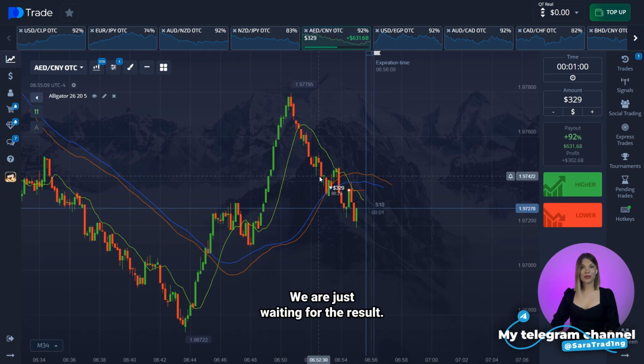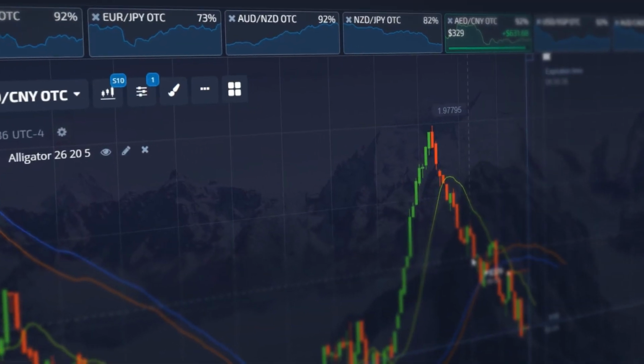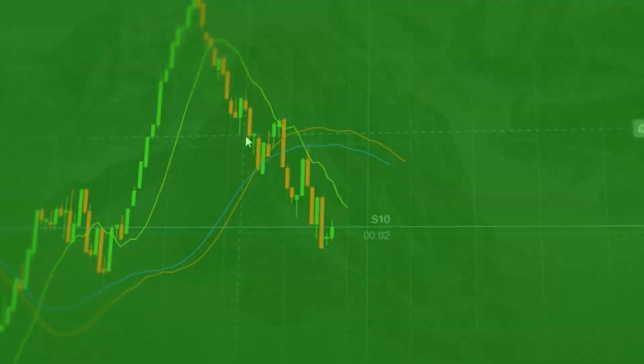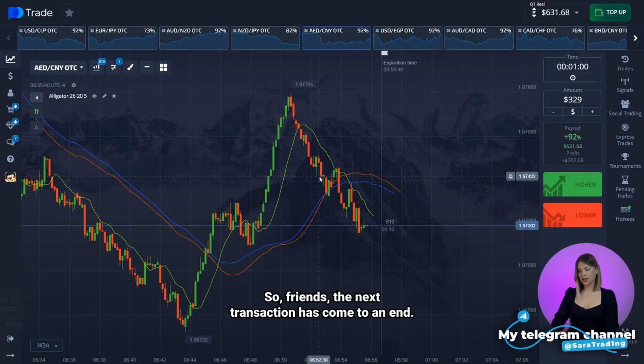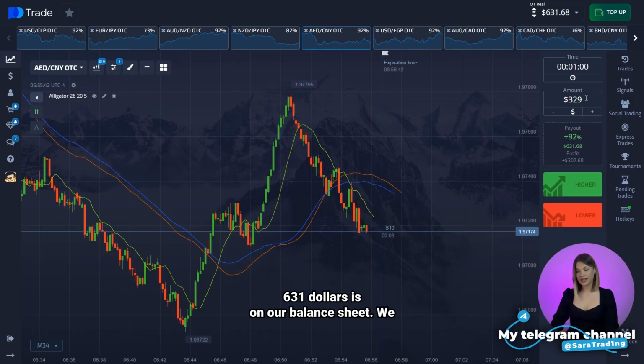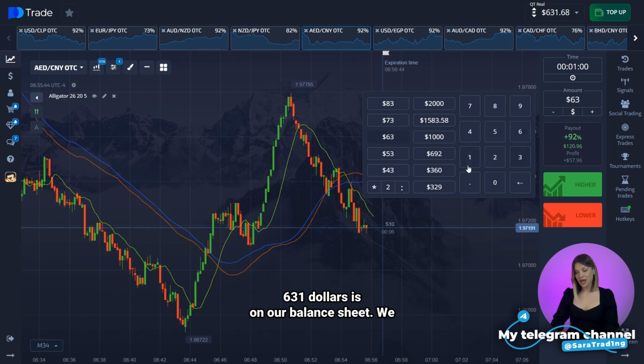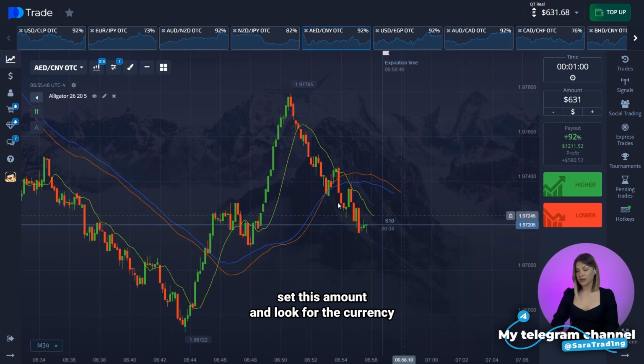We're just waiting for the result. So friend, the next transaction has come to an end. $631 is on our balance sheet. We set this amount and look for the currency pair again.